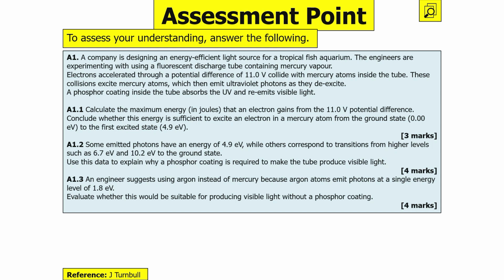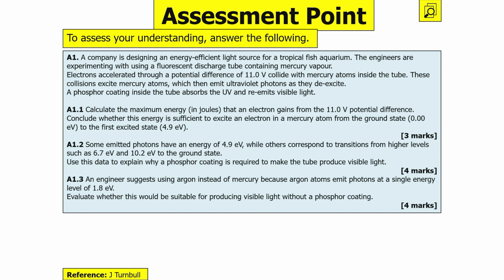Some emitted photons have an energy of 4.9 eV, whilst others correspond to transitions from higher levels, such as 6.7 eV and 10.2 eV to the ground state. Use this data to explain why a phosphor coating is required to make the tube produce visible light.